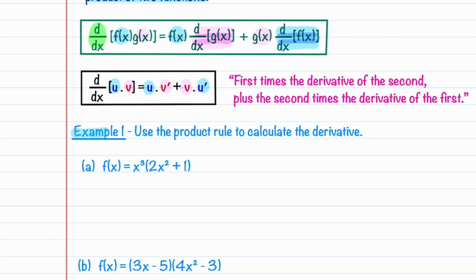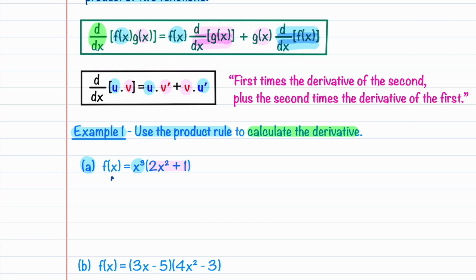Let's now walk through our first example. In this example, we are going to use the product rule to calculate the derivative. In part A, we are going to be finding the derivative of the function f of x is equal to x cubed times 2x squared plus 1. X cubed is our first function, and then 2x squared plus 1 is our second function. Let's now calculate the derivative.